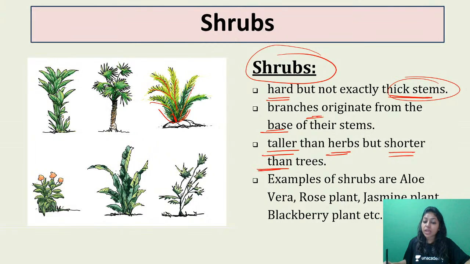So here we have this jasmine plant, we have this blackberry plant. All of these are shrubs. So you can see some of the pictures of shrubs.